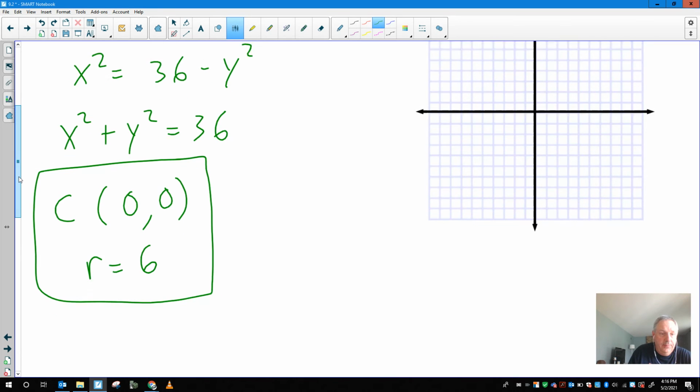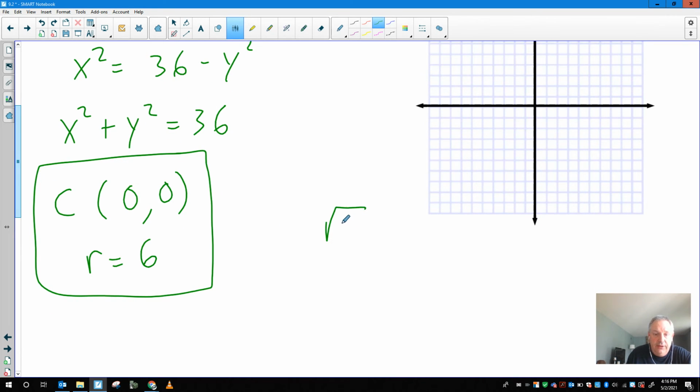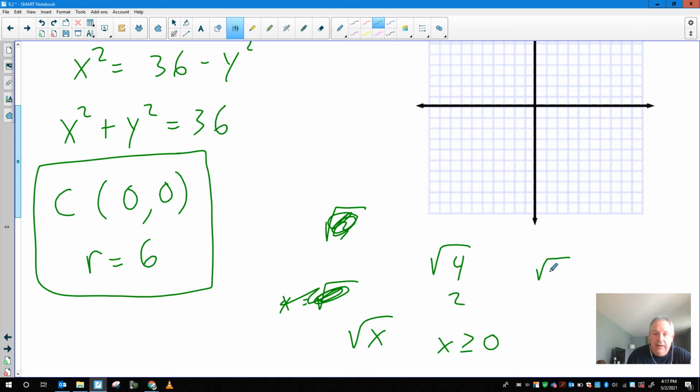Except for one big point. The square root of 36, well, let me pick a different number here. So the square root of 4 is just 2. So remember, if I have an equation where I have x equals the square root of something, sorry, let me just make this easier here. If I have the square root of x, I know that x has to be greater than or equal to 0. I can't have the square root of a negative. So I can't have like the square root of negative 4. We're only graphing real numbers here. So we're not graphing imaginary numbers.